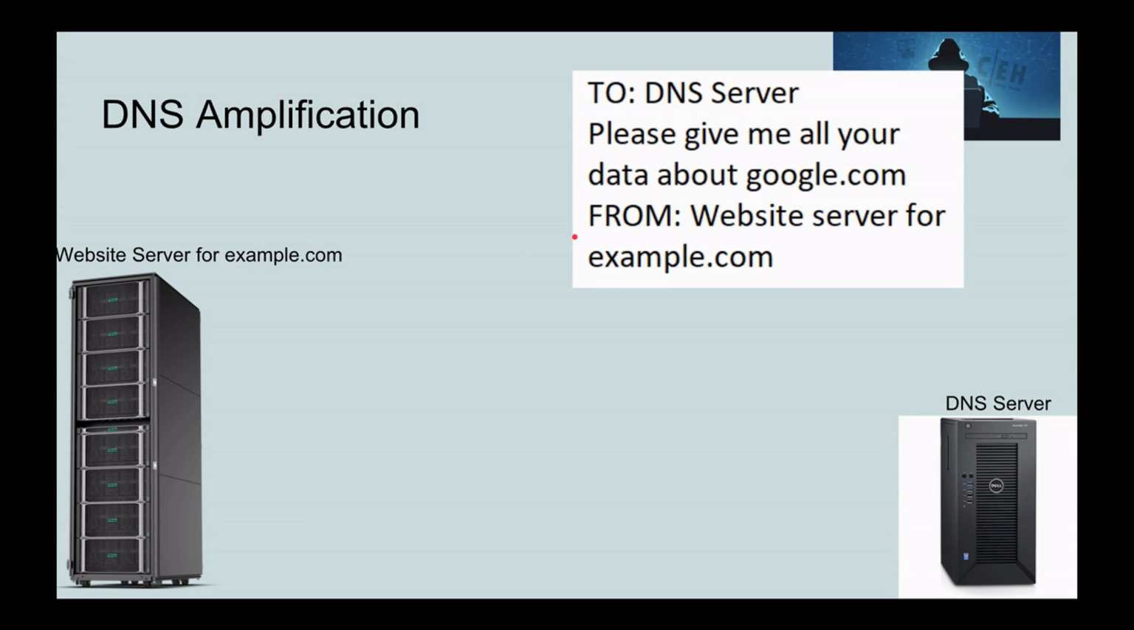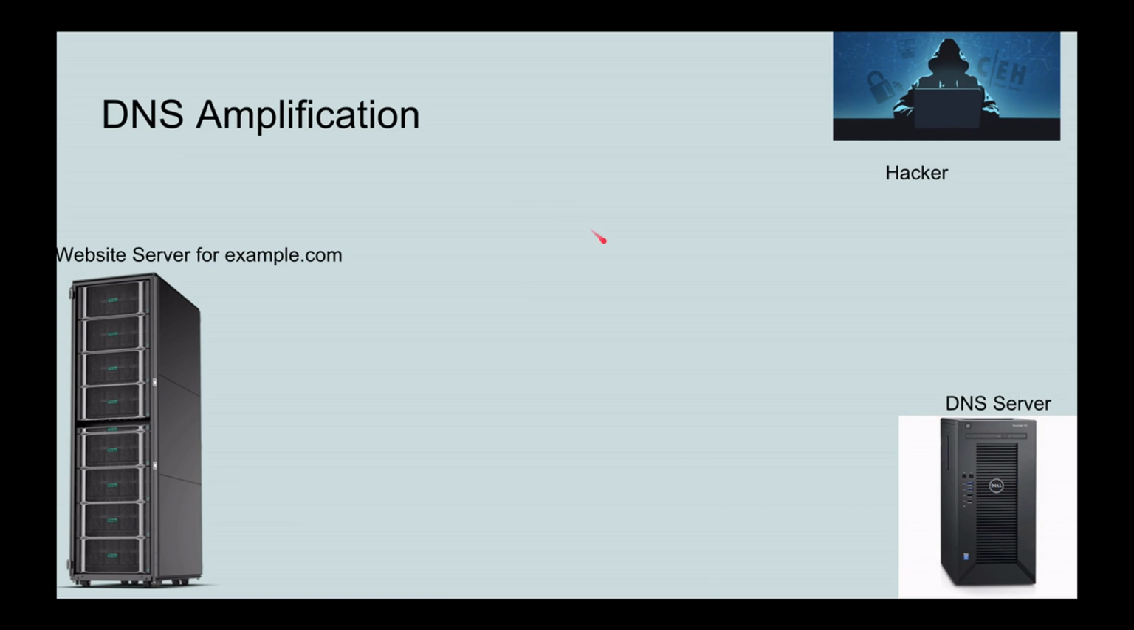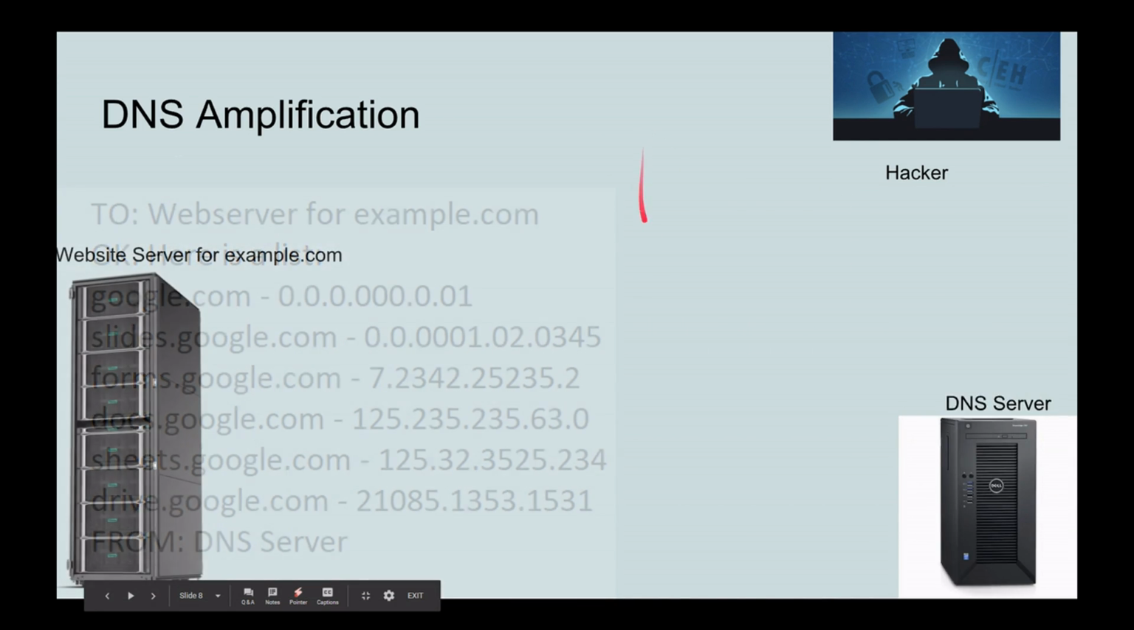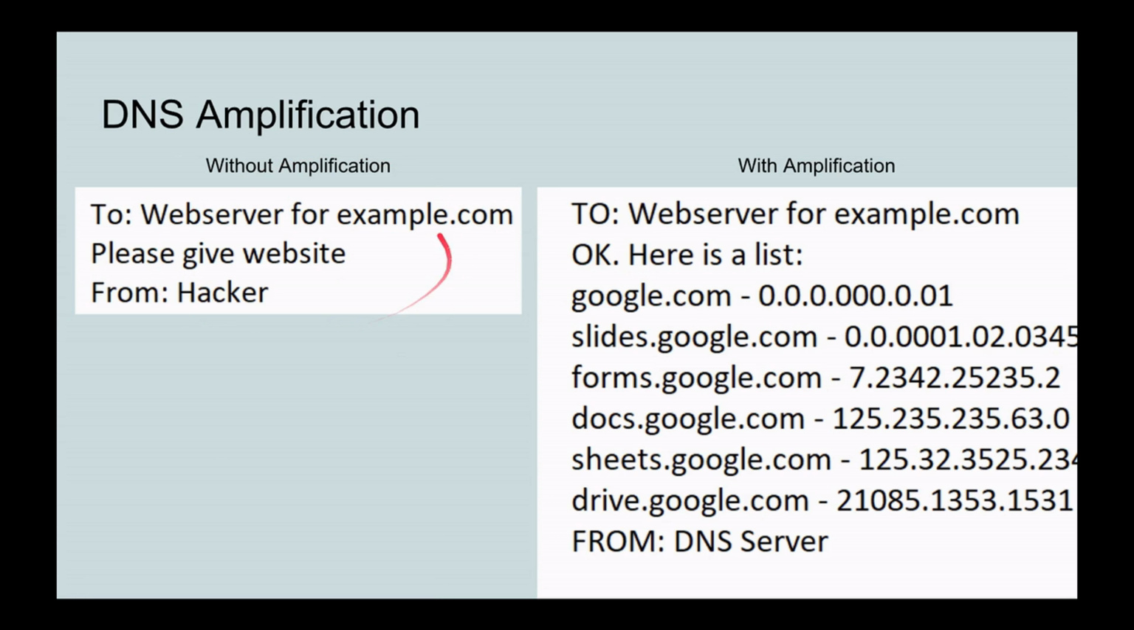And how these DNS amplification attacks work is that the hacker pretends to be the website, for example.com, and then asks the DNS server for a bunch of information. And so the DNS server says, you know what, sure, and it sends it right to that web server with a lot of information. And then so, without amplification, the hacker would send this. But with amplification, what the website receives is this gigantic list of stuff it has to process, so it ends up being a lot larger of an attack.